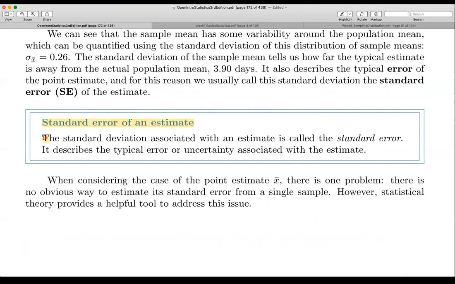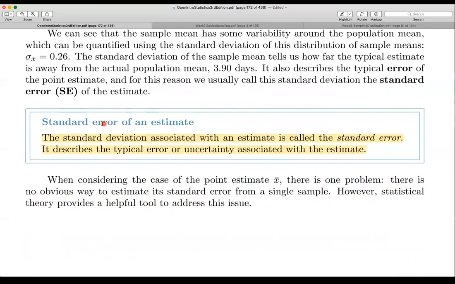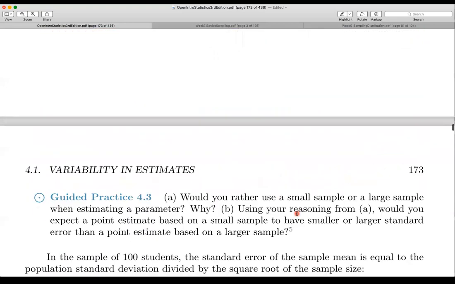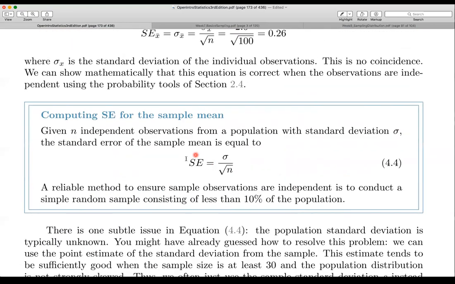The standard deviation associated with an estimate is a standard error. It describes a typical error or uncertainty associated with the estimate. And the way we estimate a standard error is a really cool concept, which is this idea of basically the central limit theorem.